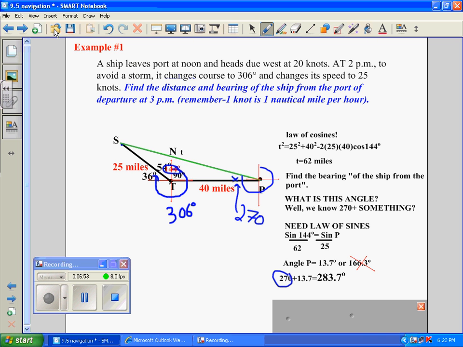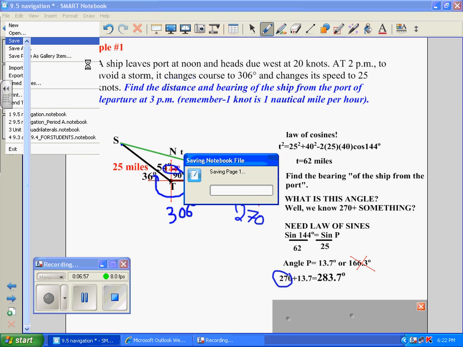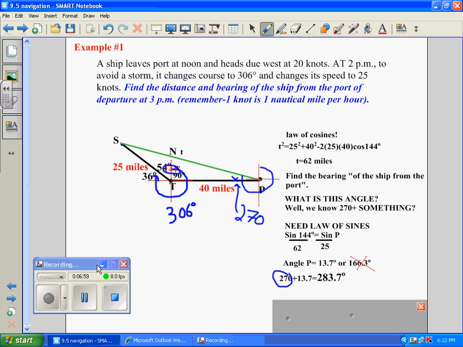Hopefully you found this example helpful. If you are done following along in this example, please make sure your work is neat, and we will move on to example 2. So please exit this video and click example 2. Thank you.